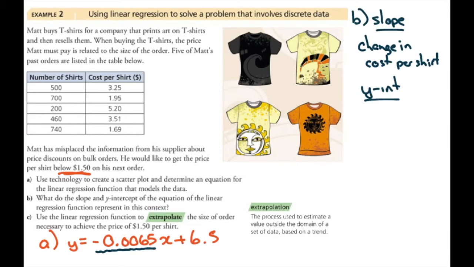The y-intercept of 6.5, this would be the cost if Matt ordered no shirts. We could also call it the flat cost. So the company charges him $6.50 no matter what, if he orders one shirt or 5,000.